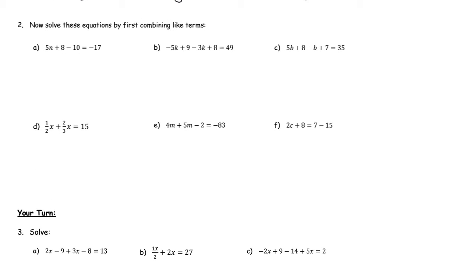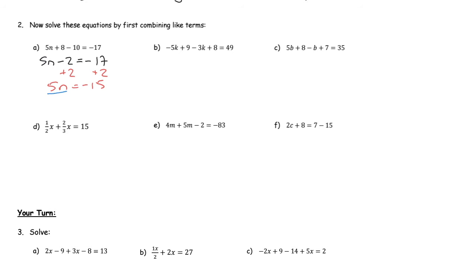Next, we're going to solve equations that require a little bit of simplification first here. So here we go. Maybe I'll do it like this. So on the left-hand side here, I've got the 8 and the negative 10. So putting those together, I'm going to get 5n minus 2 is equal to negative 17. Okay, now I've got it as like a type 3 equation that we've been looking at before. I'm going to add 2 to both sides, and so this will be 5n is equal to negative 15.